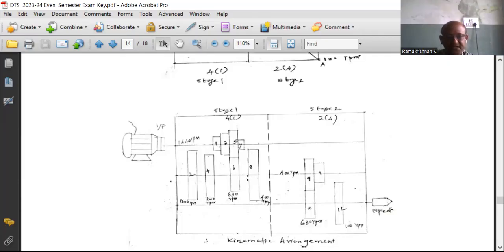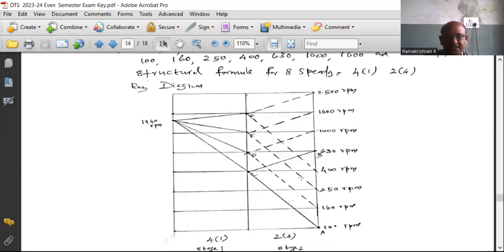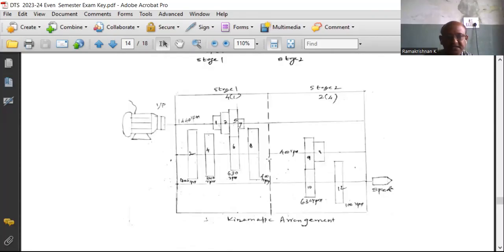So the first stage is over and we come to the last stage. In the second stage, the input is the 400 RPM. So the 9 and 8 gears are mounted. Here there are 2 output speeds, so there should be 2 gears, and for that there should be 2 mating gears.